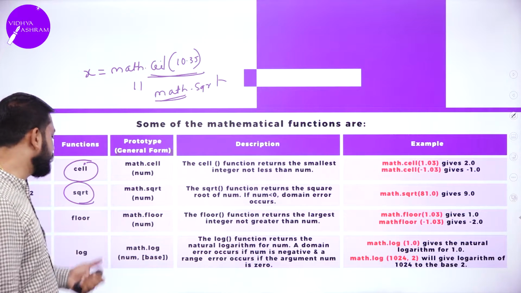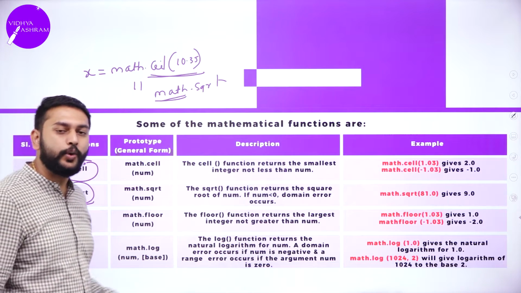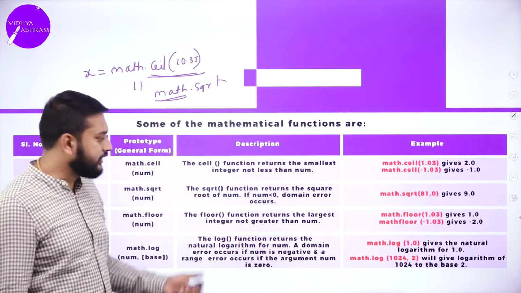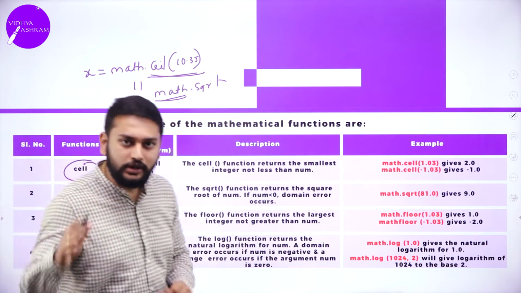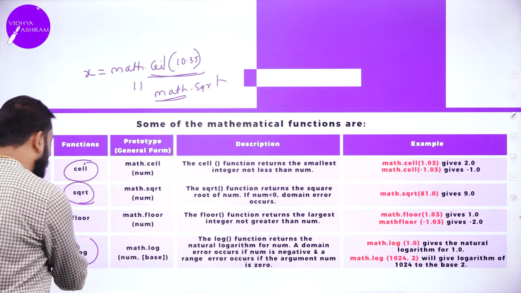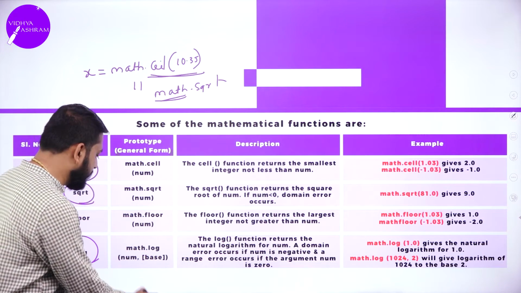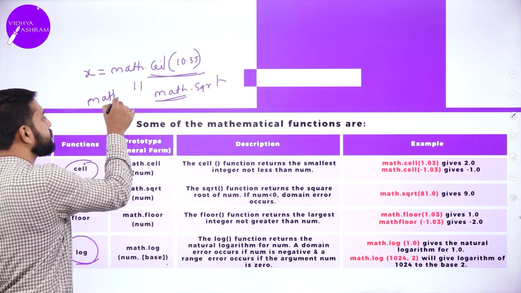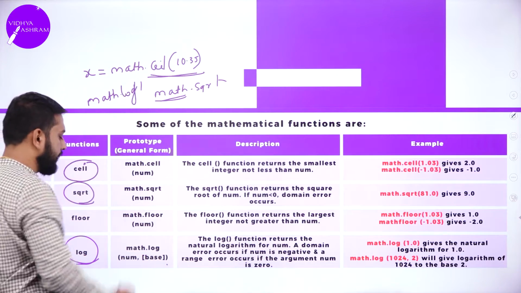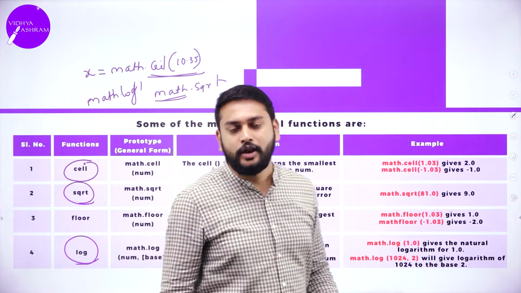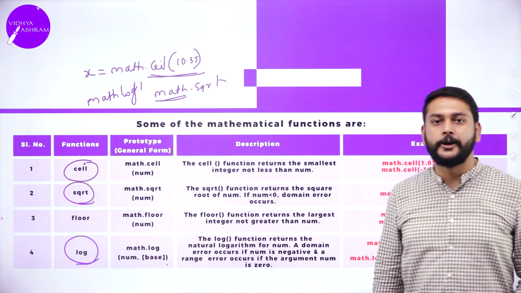So I have floor. Why do I have floor? What is the reason? It is opposite to the ceil. Ceil will round up, and floor will round down the value. That is what you have to understand. Then I have log. If I want to calculate the log, I will be using the same syntax, math.log, and then I give the number and base. So that will calculate the log value of the given number.